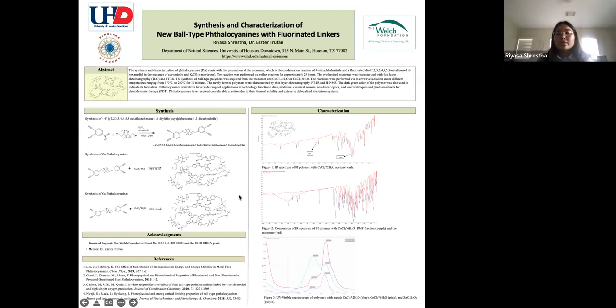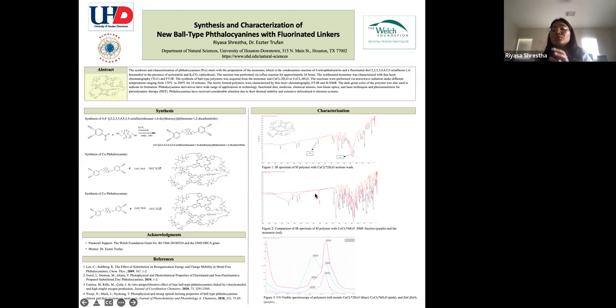To characterize them, I used IR and UV-Vis spectroscopy. Under characterization, in figure 2, you can see the comparison of the ball-type phthalocyanine with cobalt chloride in purple, and the monomer in red. When we check if we got the correct structure, the main peak we look for is the 2235 peak, which is the peak for the C≡N triple bond in the monomer. Primarily, we're looking for the consumption of the monomer, so that we don't see a peak at all in the ball-type phthalocyanine, which is the purple.